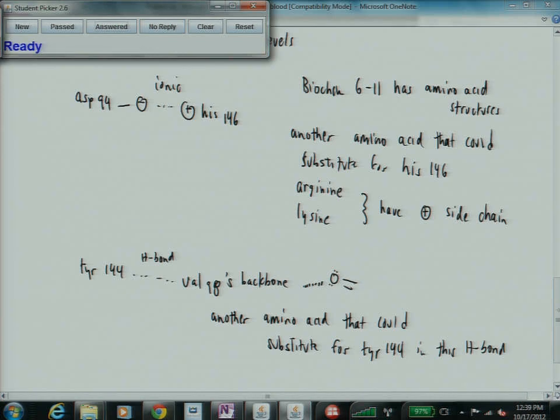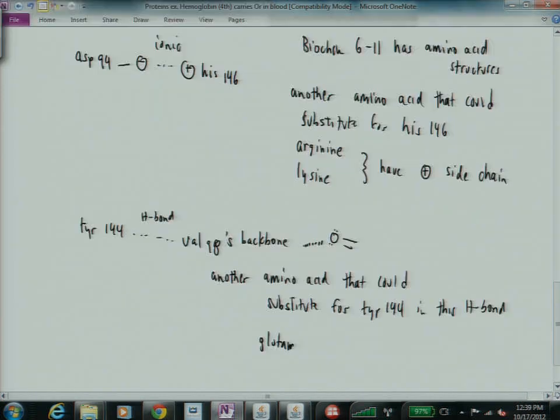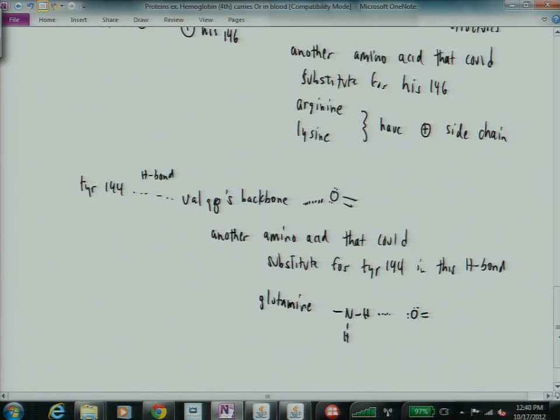So, glutamine. It has its NH2 at the end, and it could make a hydrogen bond to the lone pair on the oxygen there. All right, cool. How about another one that could do that? Another alternative, yeah.